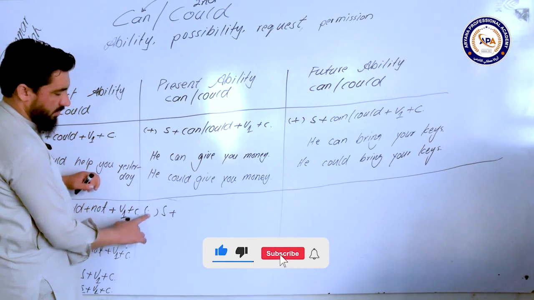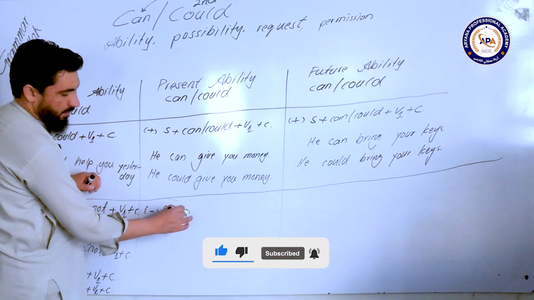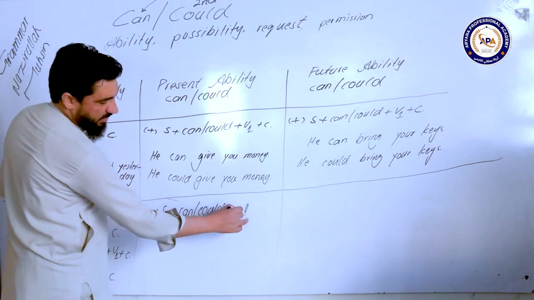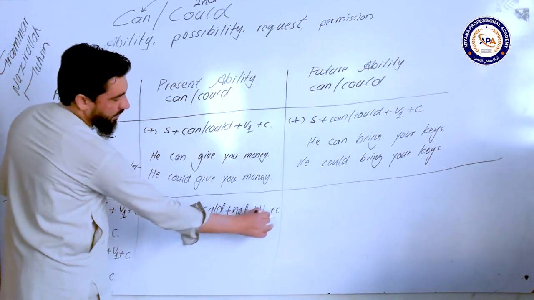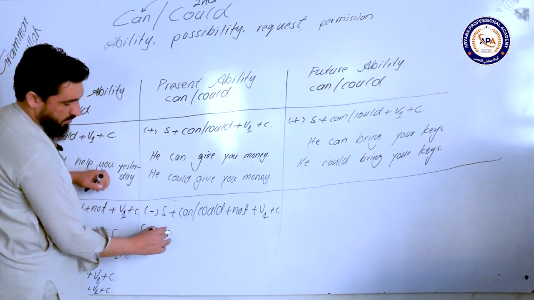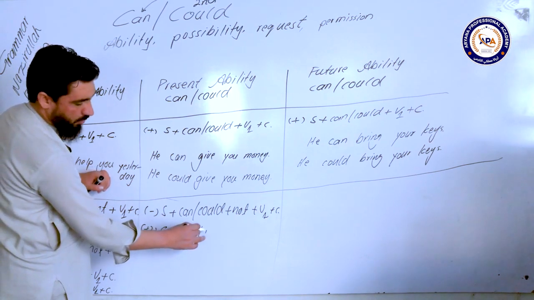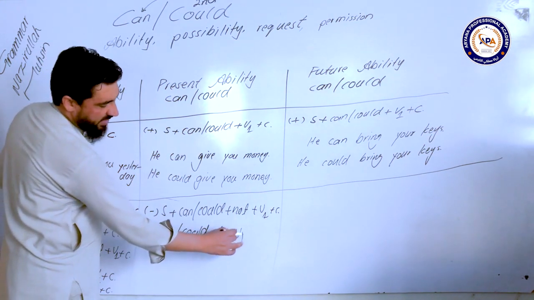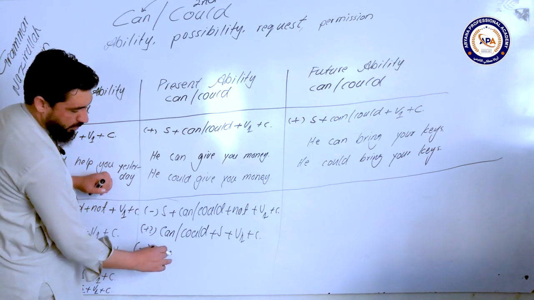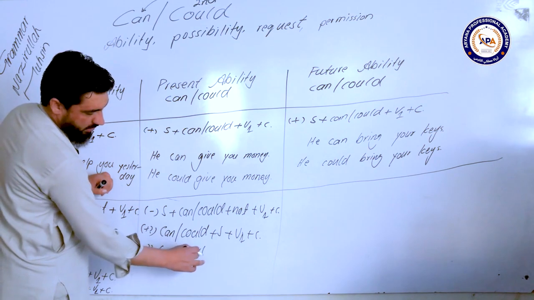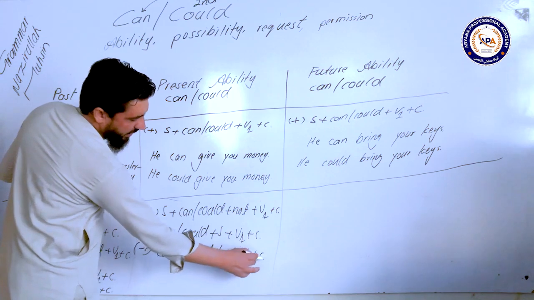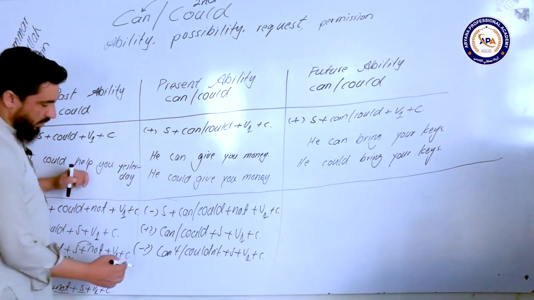In the present, we use subject, then can or could, plus not, plus base form of the verb, plus complement. In a positive interrogative, we ask the question with can or could, then subject, base form of the verb, plus complement. And in a negative interrogative, we use can't or couldn't plus subject plus verb plus complement, or also you can use the second structure.